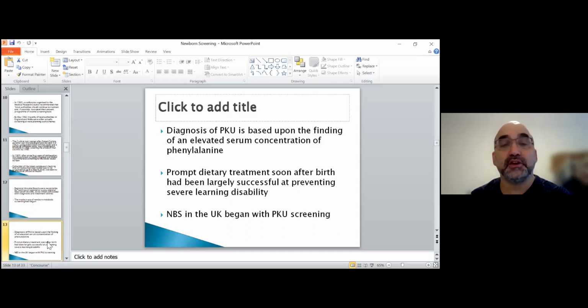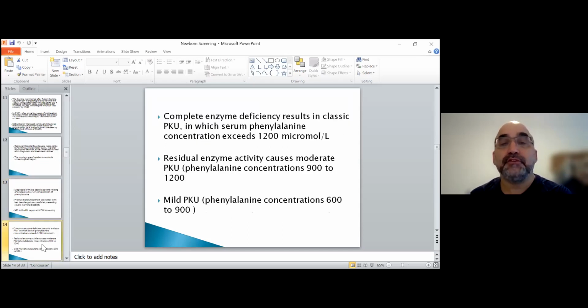If we diagnose a baby with PKU, with some dietary management and some pharmacological treatment that is now available, it can improve the outcome of the babies, and they can even have a normal IQ and no neurological problem. If the enzyme deficiency is complete, then the phenylalanine can go to very high levels of like 1 millimole per liter or above, or 1200 micromole per liter.